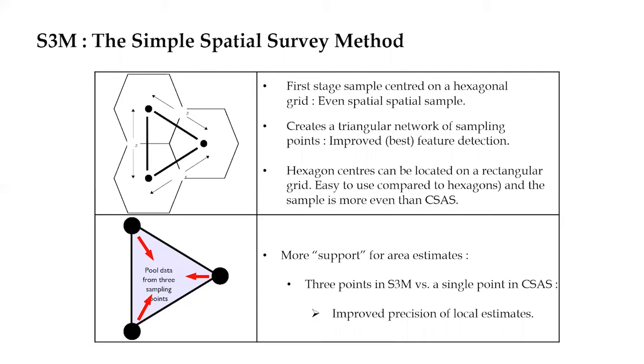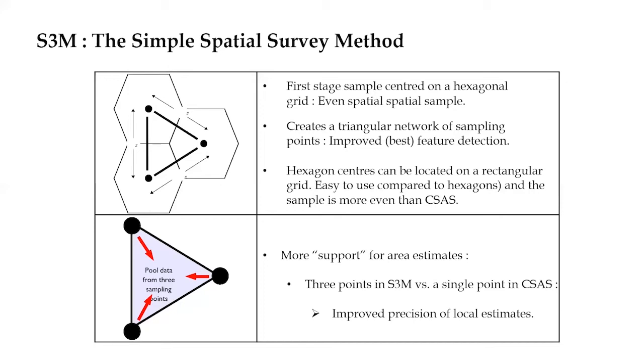Now, having this triangular grid, we can use the 3 points on the vertices of each triangle, the corners of each triangle, as our data to estimate the value inside the triangle. And this gives us more support for the error estimates. In the earlier sample, we only had one sampling point in the center of each square to represent the area that was covered by the square.